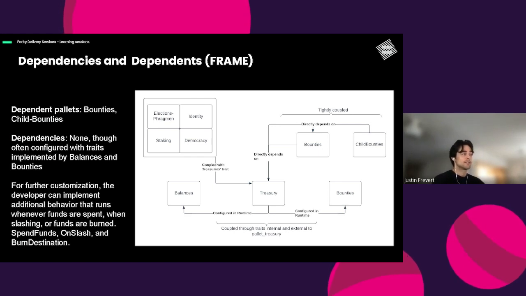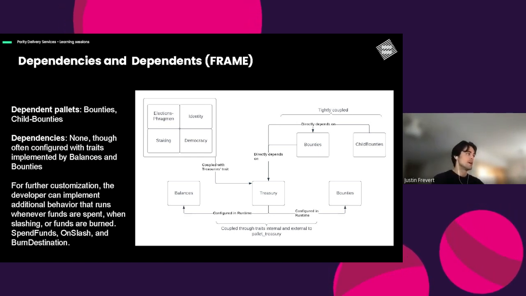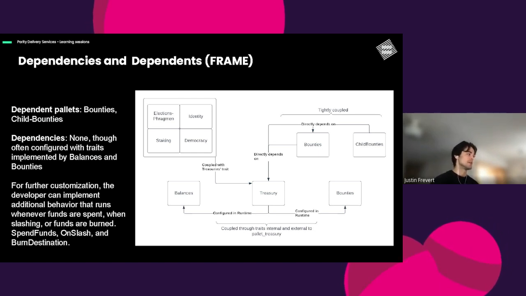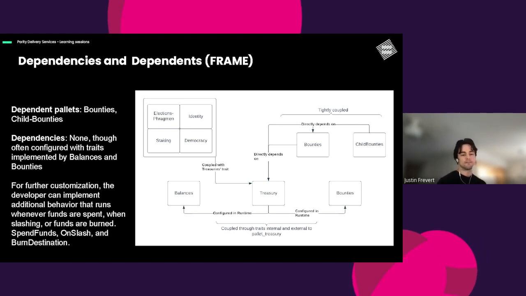As far as dependencies go for Treasury, there are none in FRAME, but it's often configured with traits that are implemented by balances and bounties. So for balances, it implements both currency and reservable currency, and it uses this for things like taking reserves and slashing those reserves.